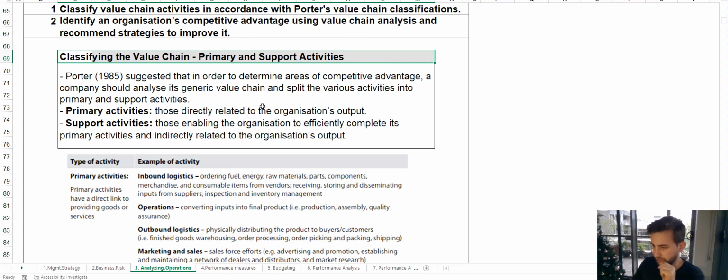The value chain is for a business, and now we need to do a deep dive and understand how to actually classify each of those categories as either primary or support. So primary, the definition of that is that it directly relates to the organization's output. Support is enabling the organization to efficiently complete its primary activities, and is indirectly related to the organization's output.